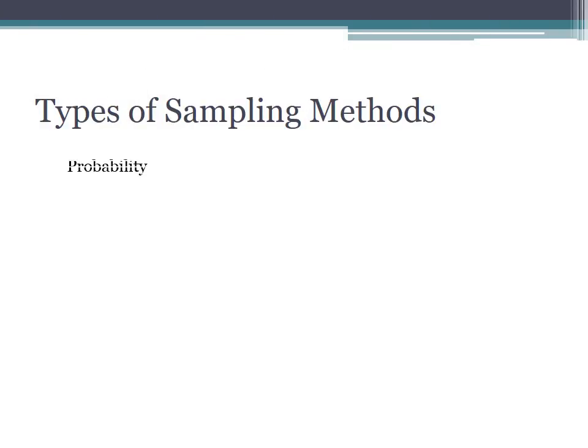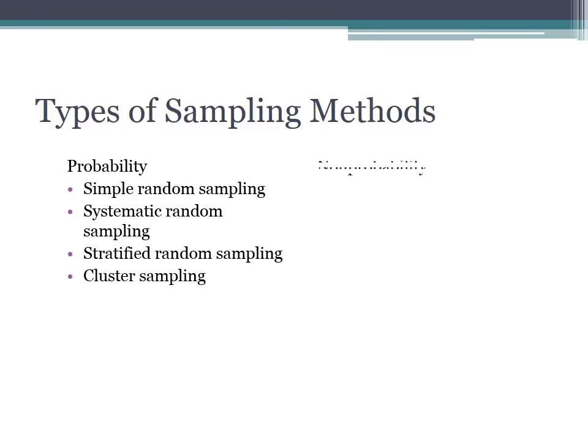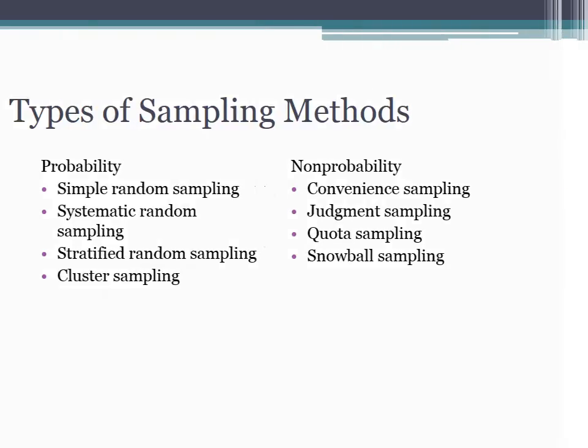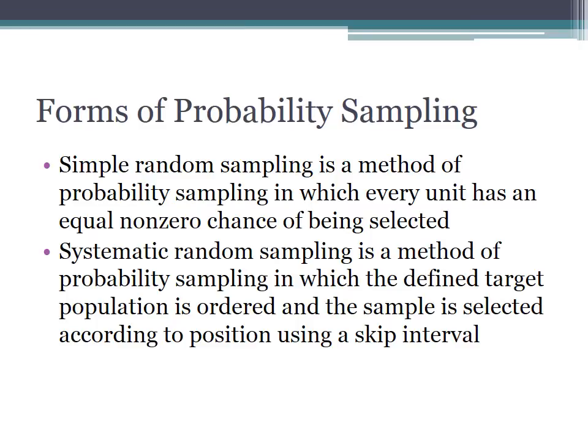All right, this is going to be a quick overview so you can see all the types together, and then we'll talk about each one of them individually. So probability sampling, we have simple random, we have systematic random, stratified random, and cluster. We'll go through each one of those. We also have non-probability, which means that the researcher has made judgments on who will be in their sample on their own. And these are called convenience, judgment, quota, and snowball. So we'll go through these, starting with the probability sampling.